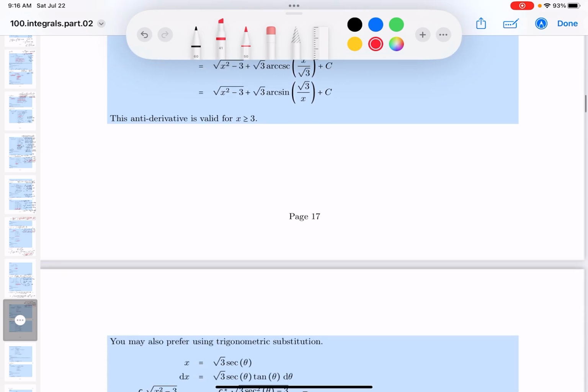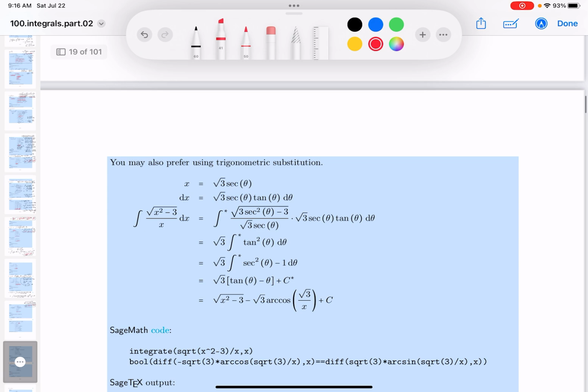All right? So I'm going to say this one, I think, might be a better way to approach the problem. It's a little more familiar. So, writing this down over here, this is a trig substitution problem, and we'll go through it step by step. And dx would equal root 3 secant theta tangent theta d theta.